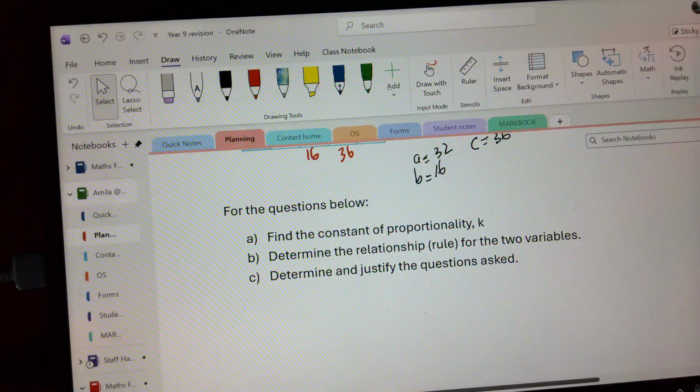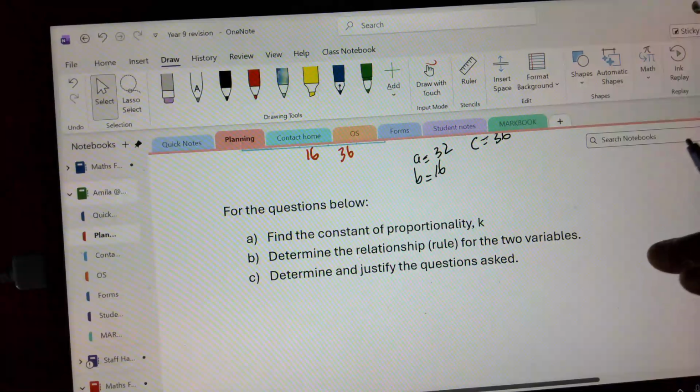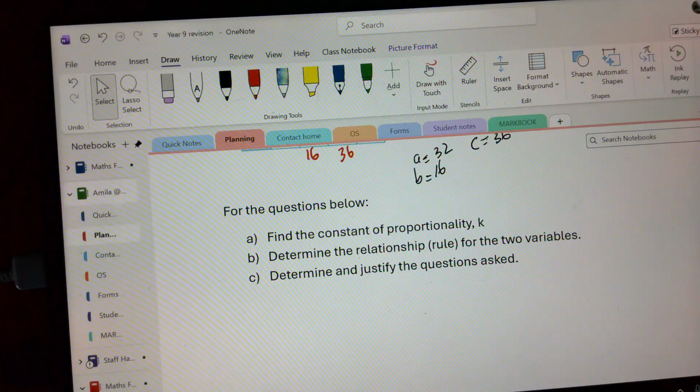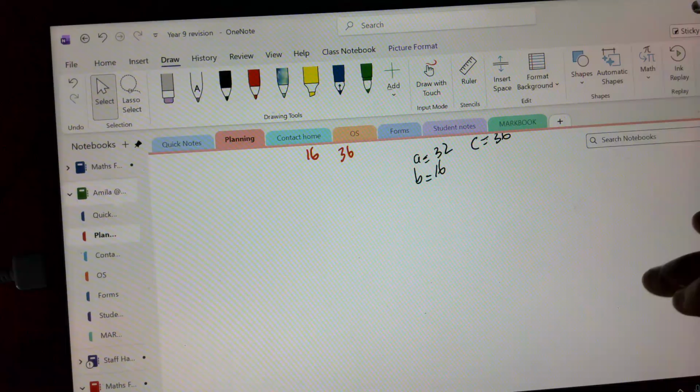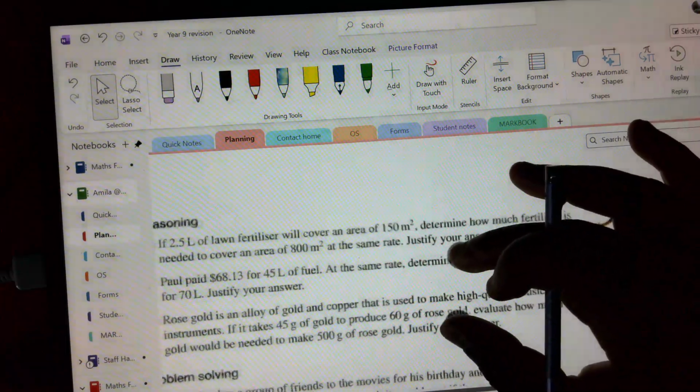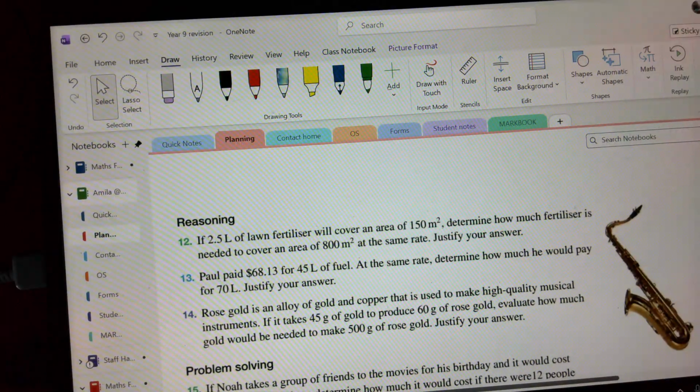Alright. For the next questions below, determine the constant of proportionality, which I've told you is K if you've forgotten. Determine the relationship, which is the rule, for the two variables. Determine and justify the questions asked. Alright, let's have a look.